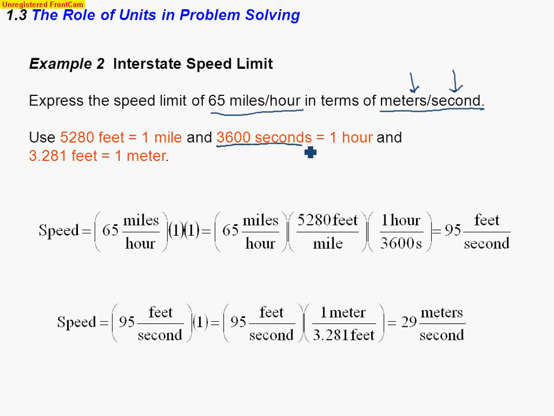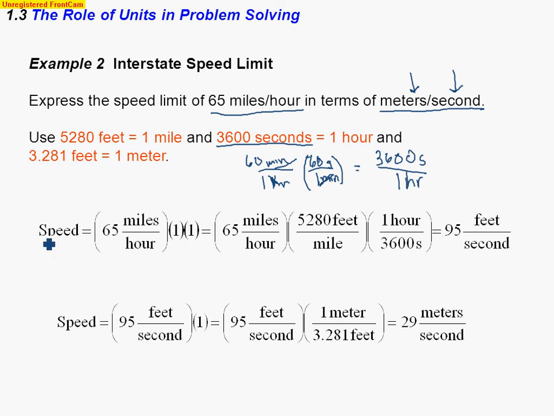Now, maybe you didn't know that, but you do know that there's 60 minutes in 1 hour. And we know that there's 60 seconds in 1 minute. So if we multiply those together, the minutes cancel out, and we get 3,600 seconds per 1 hour. Okay? And then there's also 3.281 feet is equal to 1 meter.